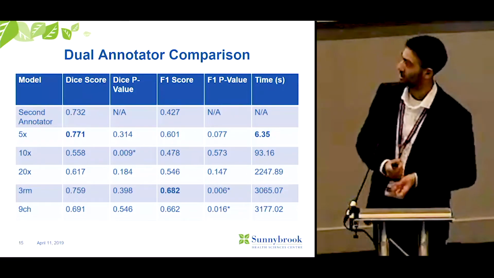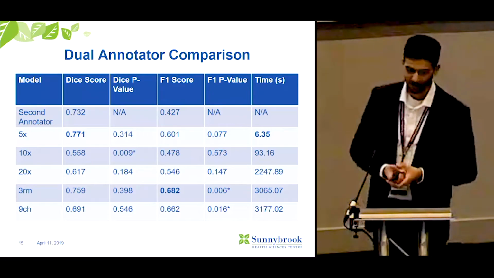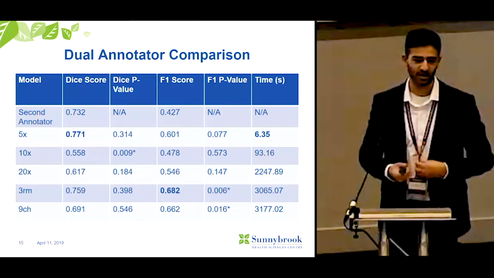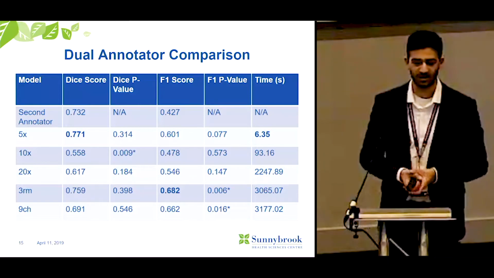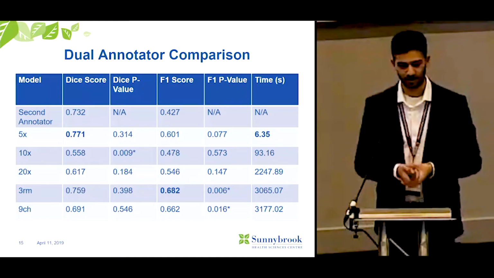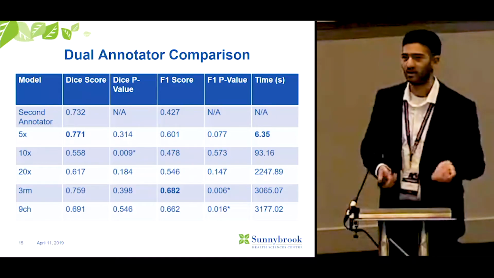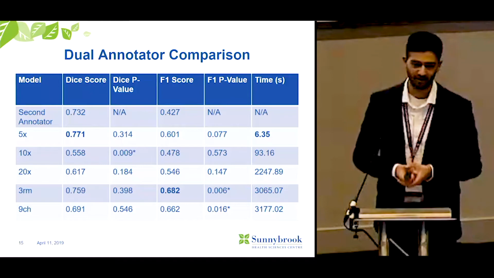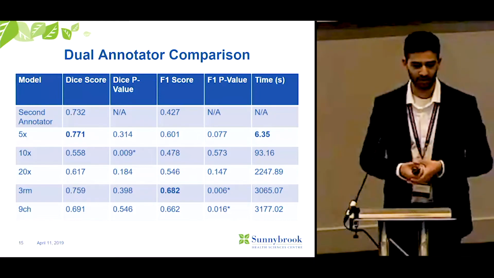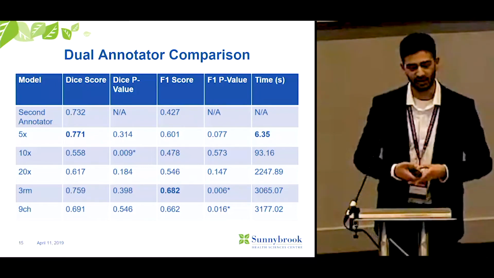And finally, just showing the same results table, but with the second annotator metrics shown there. We did a Wilcoxon signed rank statistical test between each of the models and the second annotator. The p-values are shown in the next column, and the stars just show which p-values were less than 0.05. So the key takeaway here is that the 5x network performs pretty well, not significantly different from the second annotator for dice score and for F1 score. Same with the multi-resolution network, but the F1 score for the multi-resolution network was significantly greater than the second annotator.